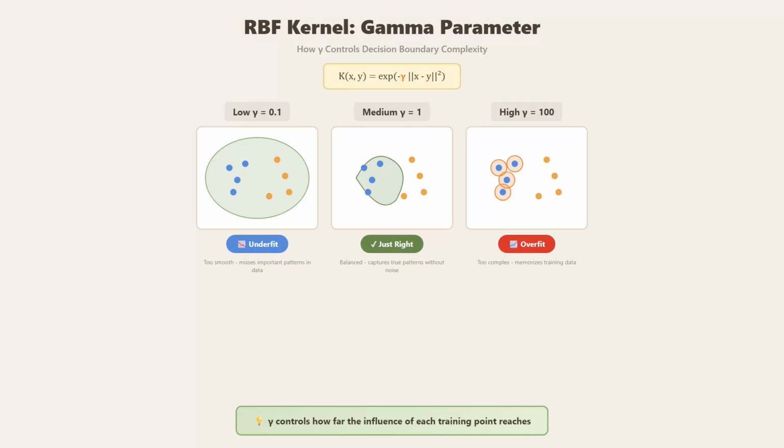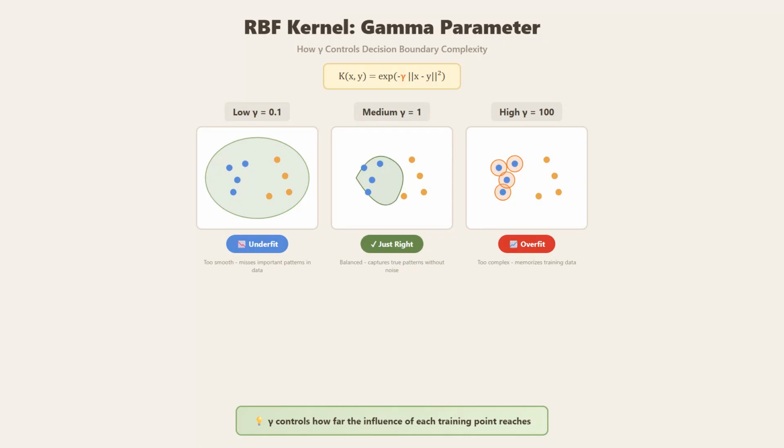When gamma is high, say 100, each data point's influence is very localized. The decision boundary wraps tightly around individual points or small clusters. While this might give you high training accuracy, the model is essentially memorizing the training data rather than learning generalizable patterns. This is overfitting. The model is too complex and will perform poorly on new data.